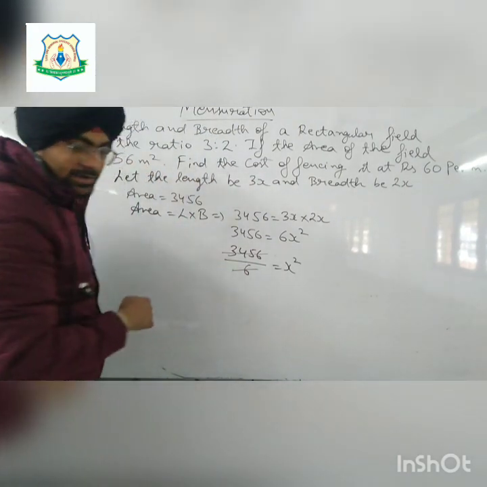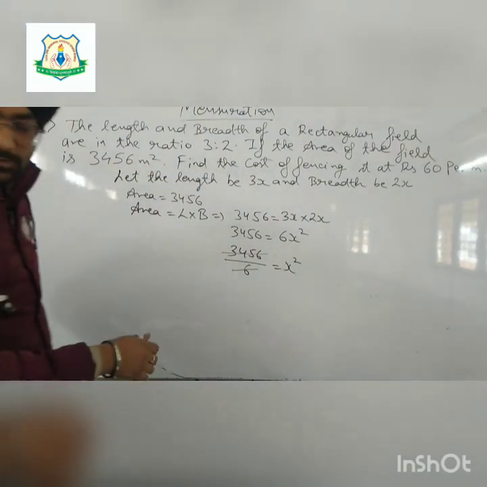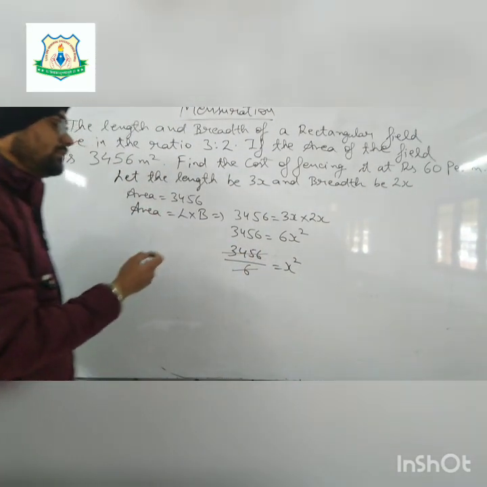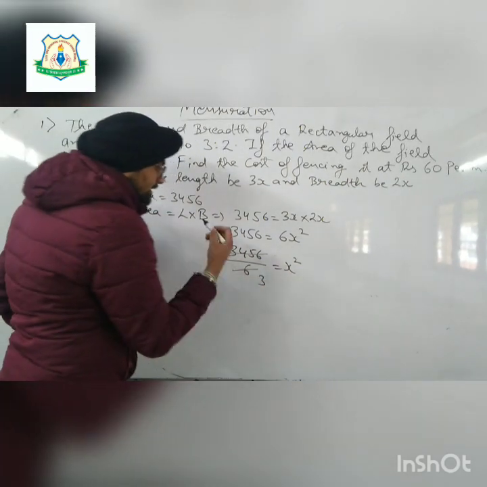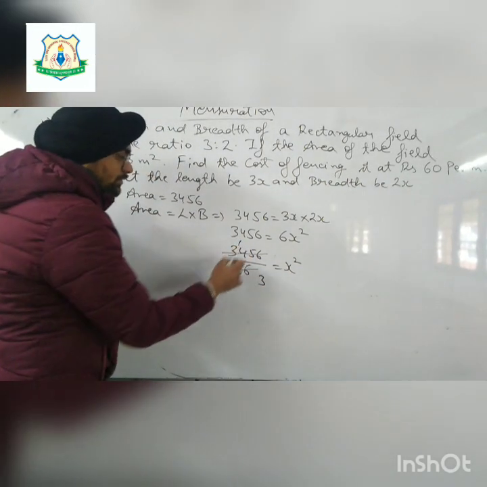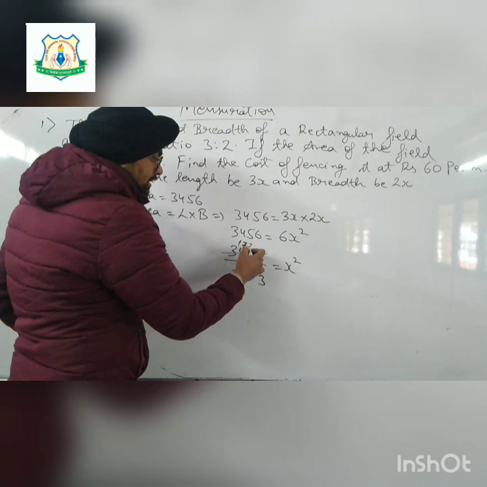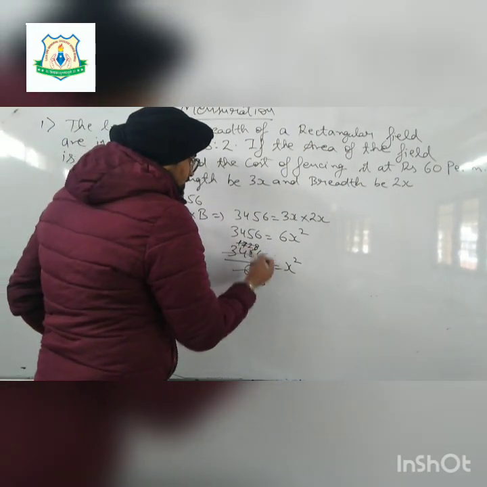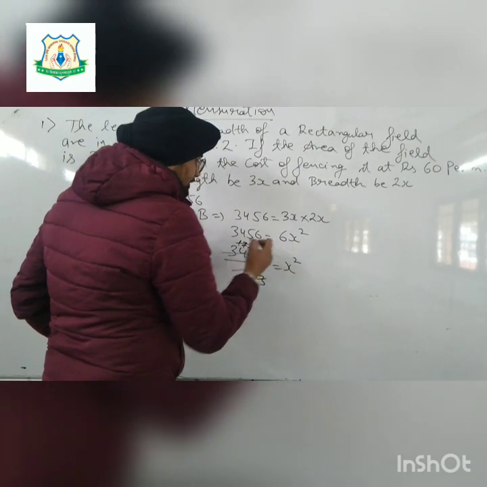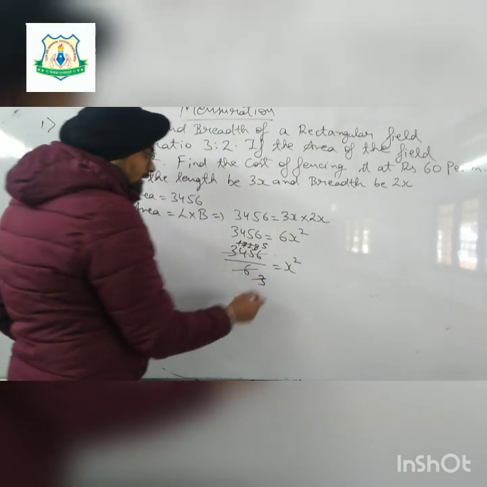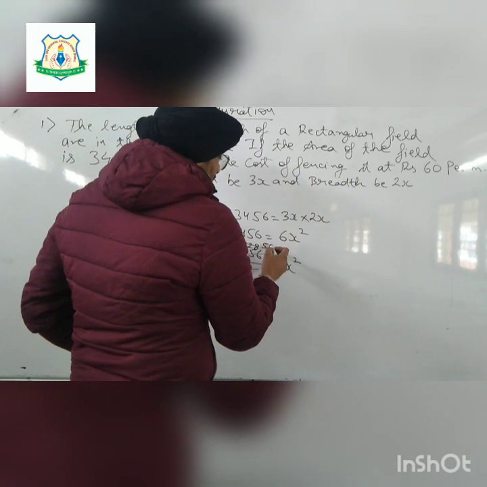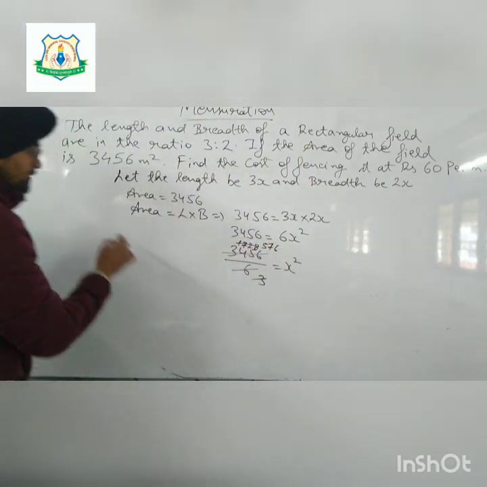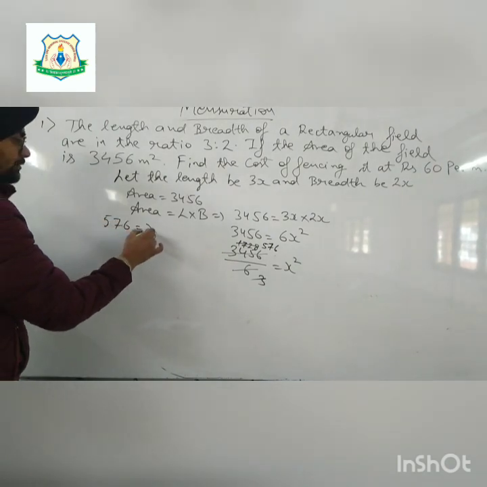When you are going to cancel this value, it will come 6, 3456 and it will cancel by 2. 2 3s are 6, 2 1s are 2, 2 7s are 14, 2 2s are 4 and 2 8s are 16. Again this value will be cancelled by 3. 3 5s are 15, 3 7s are 21 and 3 6s are 18. So it will come 576 is equal to x square.